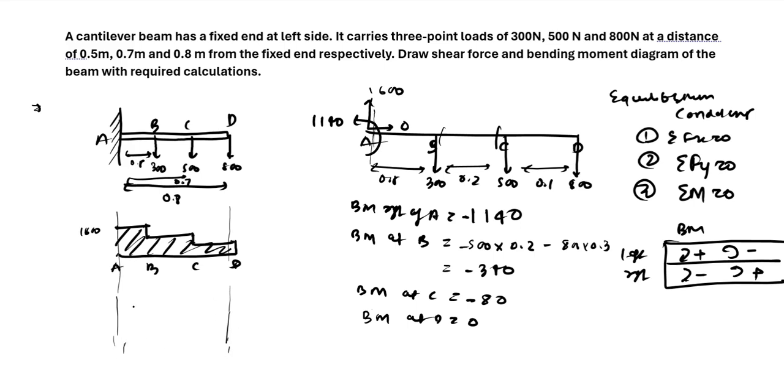Yeah, we have the bending moments. Let us draw the beam again. We have A, B, C, D. At A, we have minus 1140. At B, we have minus 340. At C, we have minus 80. And at D, we have 0. You can just draw the diagram such as this. This entire thing will look like a straight line. So this will be a straight line, this will again be a straight line, and this will again be a straight line.